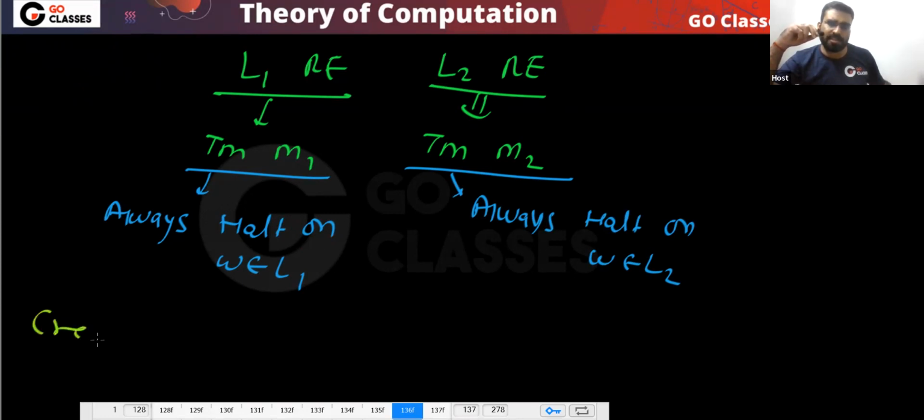Now, create a Turing machine for L1 intersection L2. Can you create that? Yes, we can create it. This is idea number one, which will also work: dovetailing, your favorite dovetailing. Basically, what you do is very simple.